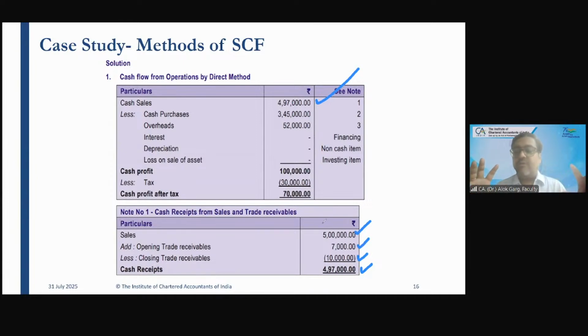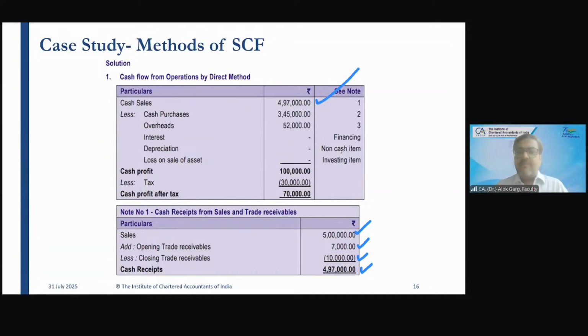Sir, which means the increase of 3,000 is credit sales. Yes, the increase of 3,000 is credit sales. Right. So this is the direct method we are showing. We will also prepare the cash flow through the indirect method.